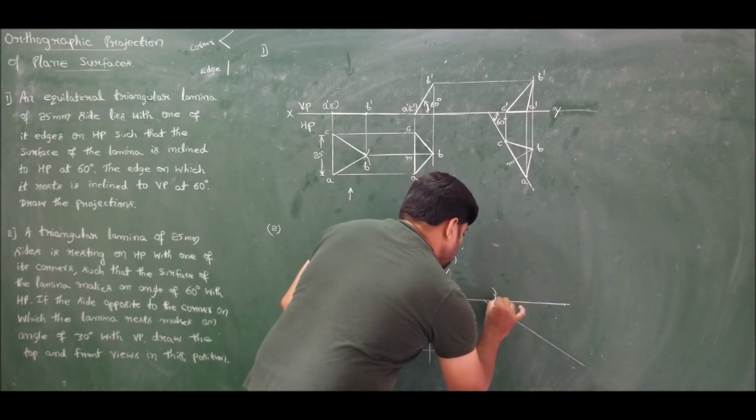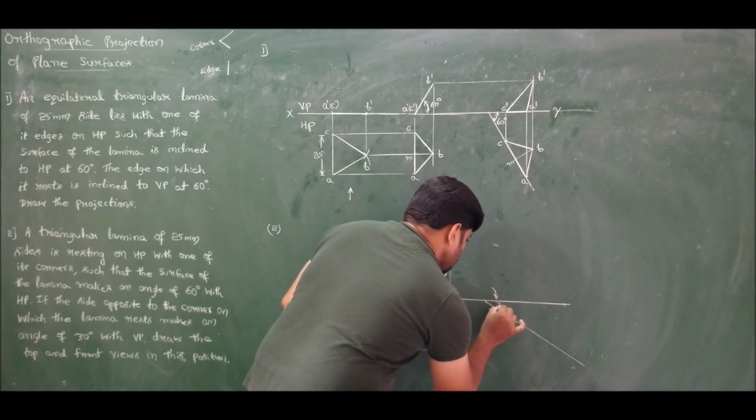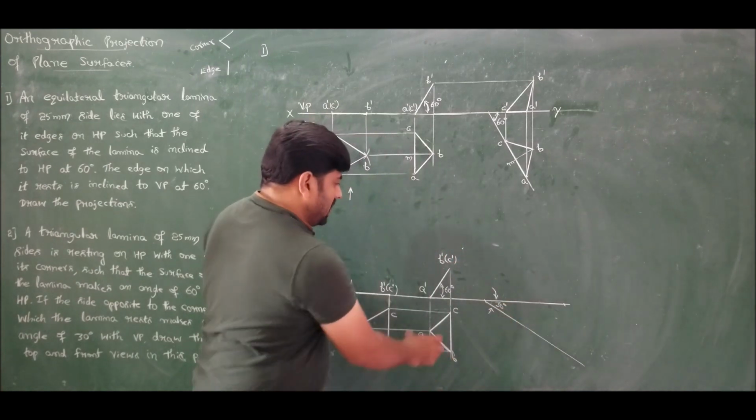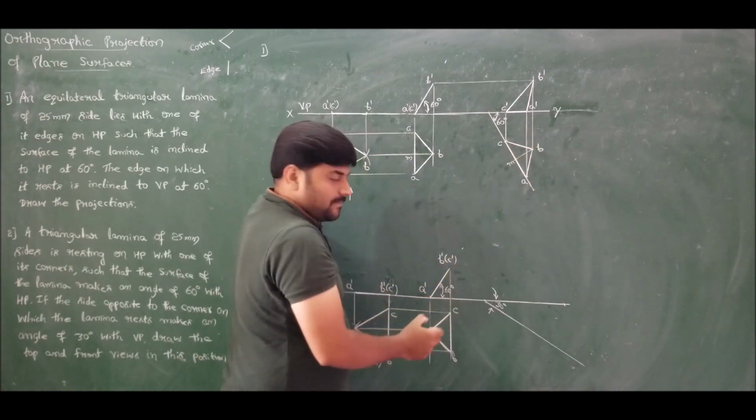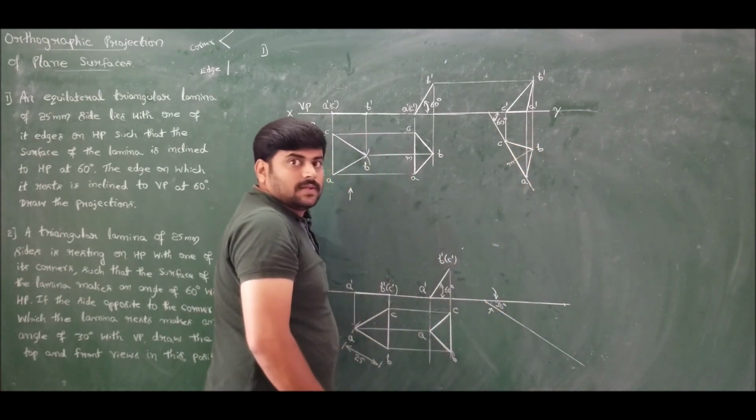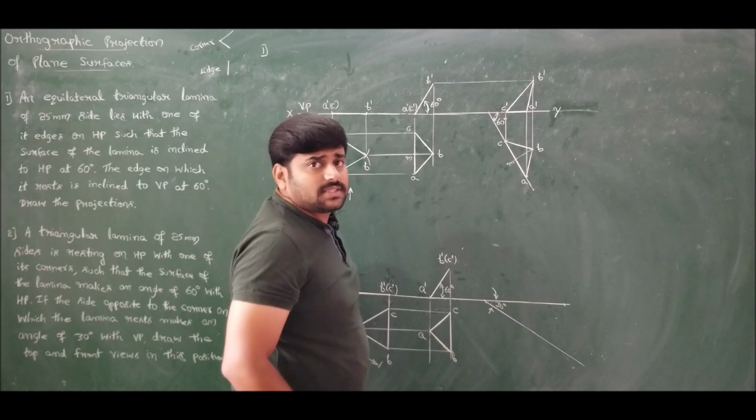So this angle is measuring 30 degrees. Now pick it and place it like that. Here also that is what I have done. I picked it and placed it. So pick it and place it like that. This is how we will solve throughout for this module.